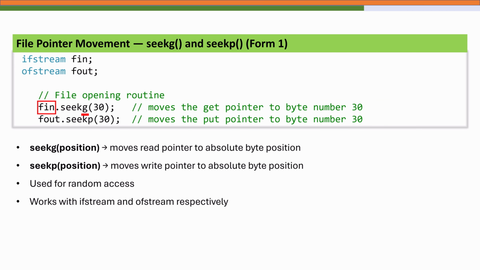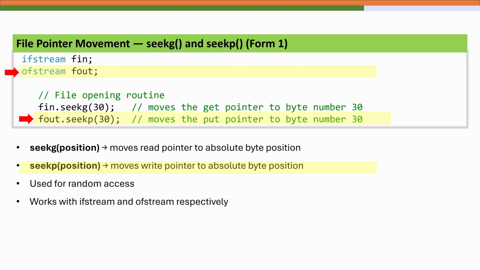So the G in seekg stands for get, and it is used for input streams like ifstream to control where data is read from. Similarly, the P in seekp stands for put, and it is used with output streams like ofstream to control where the data is written to.